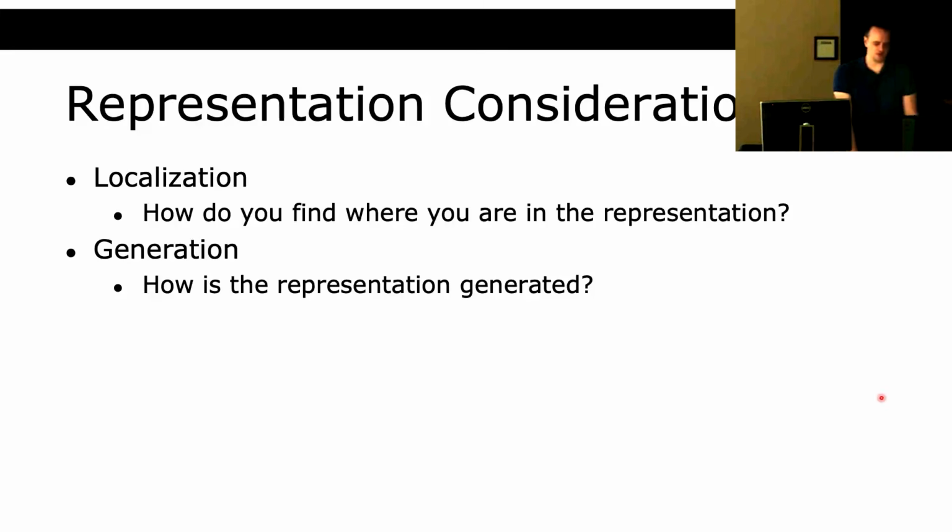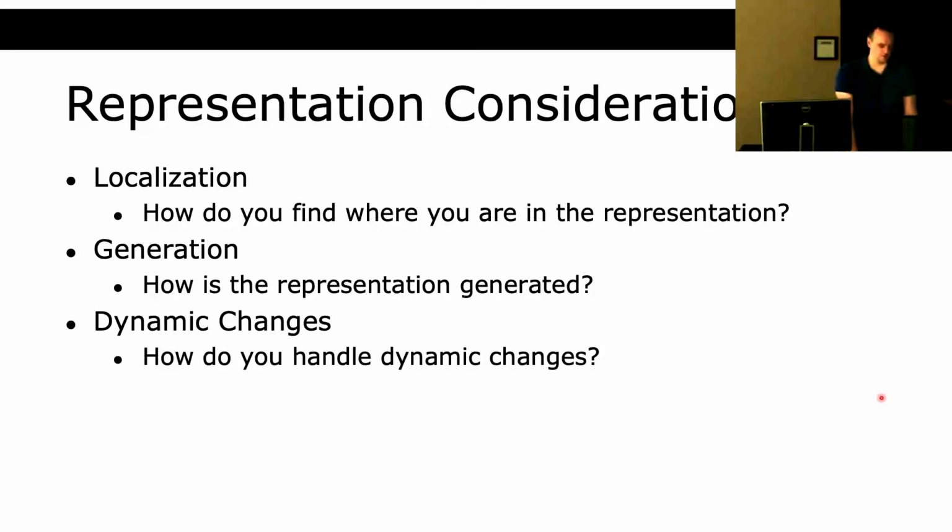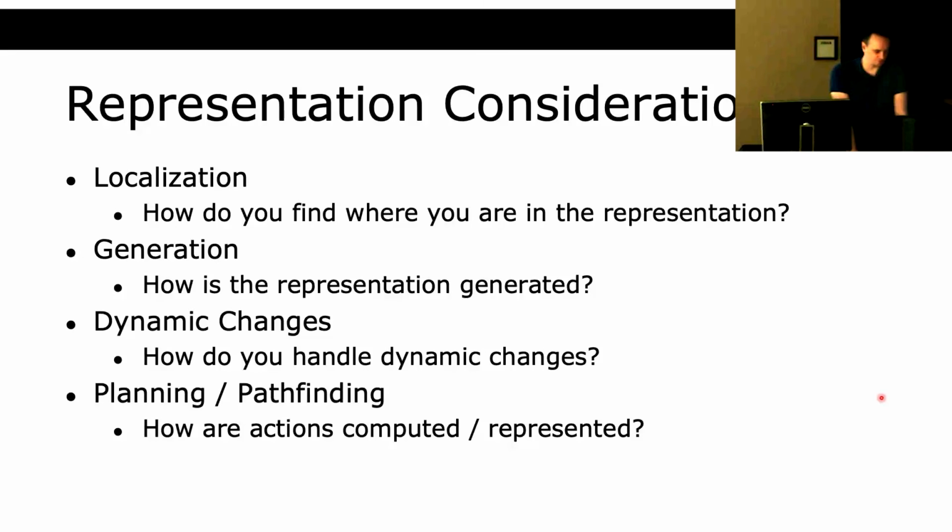Generation. How do we actually generate the representation? So how do we take it from like an English problem description to an actual thing that we can store in a computer and apply an algorithm to? Dynamic changes. So how do we handle dynamic changes to the environment, right? So if you are a robotic vacuum walking around, you might have a cat walk in front of you, or a person. How do you just try and keep going along that path? So how are you able to change your representation if something happens dynamically?